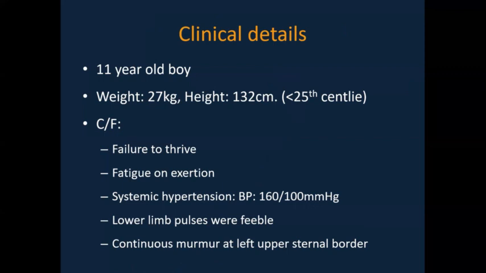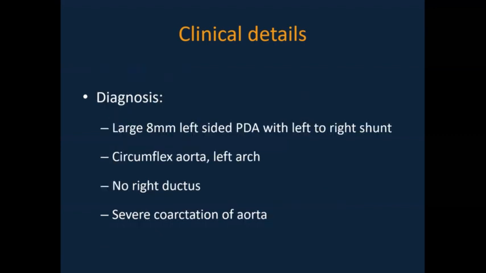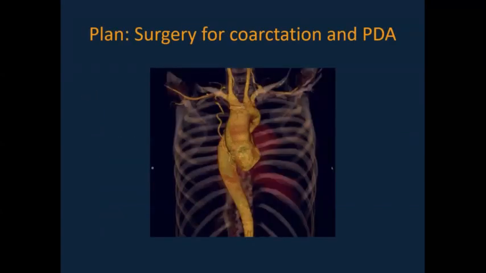So this was an 11-year-old boy weighing 27 kilos, height of 132 centimeters, less than 25th centile, presented with failure to thrive, fatigue on exertion, systemic hypertension, feeble lower limb pulses, and a continuous murmur at the left upper sternal border. Echocardiography showed a large 8 millimeter left-sided PDA with left to right shunt, and subsequently the CT showed he had severe coarctation of aorta. So this is the anatomy.